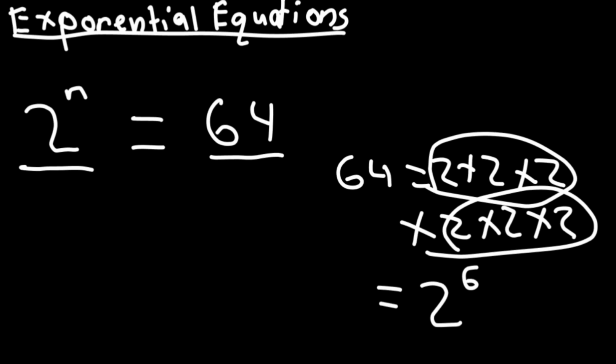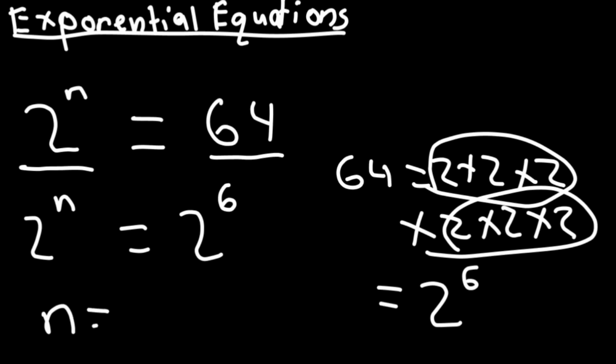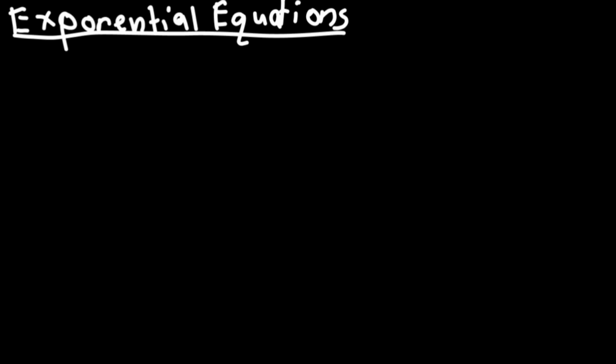So I've now written this 64 as a power of 2. So 2 to the power of n is equal to 2 to the power of 6. And now it's easy. What is n? N is obviously 6. And that is my final answer. Now obviously it gets a lot harder from there, but let's just start simple.